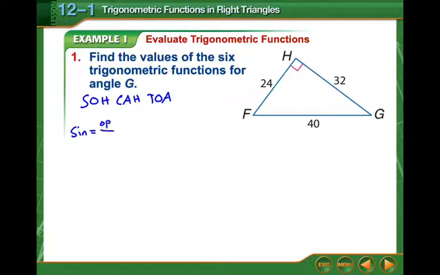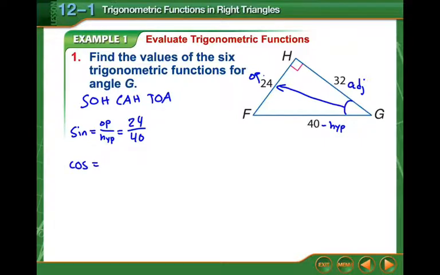So sine is opposite over hypotenuse, which in this case, from angle G here, the opposite is 24. The hypotenuse is 40. And then our adjacent is the other side we haven't talked about yet, the 32. So now we just set up our fractions, and we won't even simplify. So 24 over 40, maybe 12 over 20, 6 over 10, or 3/5, I mean. But we're not going to simplify them. We're just going to leave them as is.